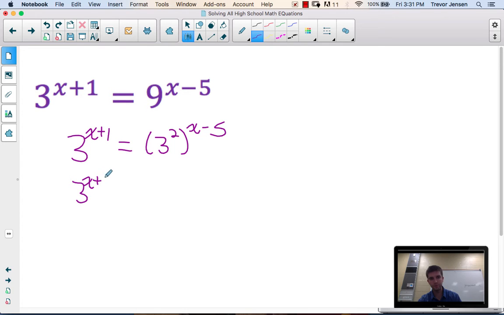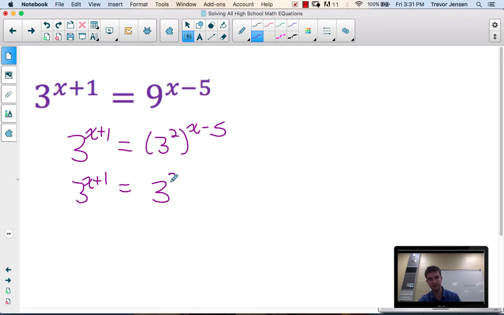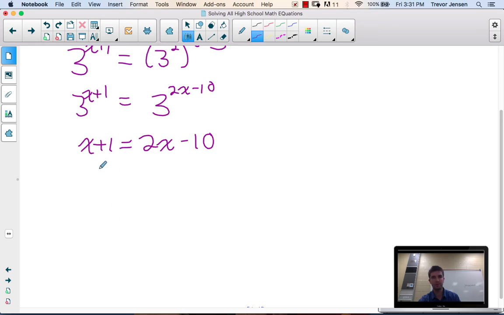I'm just going to do one more thing before I set the exponents equal. When you have an exponent on top of an exponent, the rule from grade 9, you multiply them. So 2 times x minus 5 is 2x minus 10. Now the only way this equation could be true is if the exponents are the same, since the bases are already the same. So set the exponents equal and solve for what value of the variable makes those exponents the same thing. Rearrange, we get 11 equals x.